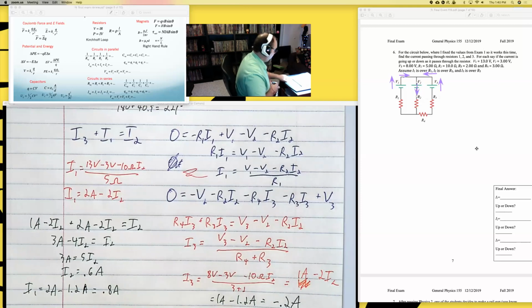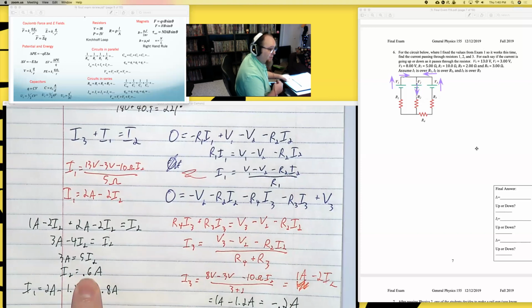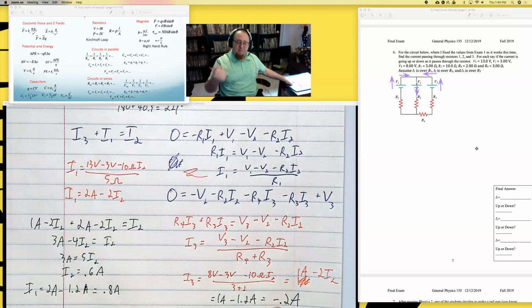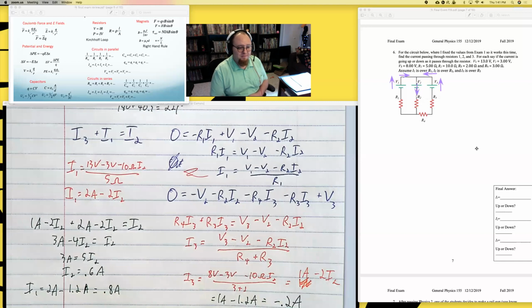And there's my answers. I1 is 0.8 amps, and it is up because it's positive and I guessed up and got it right. I2 is 0.6 amps, and it's down. It's down because I guessed down and it was positive and got it right. I3 is 0.2 amps and is down. It's down because I guessed up and got a negative answer, so it must be down. And those are my answers. Any questions there?